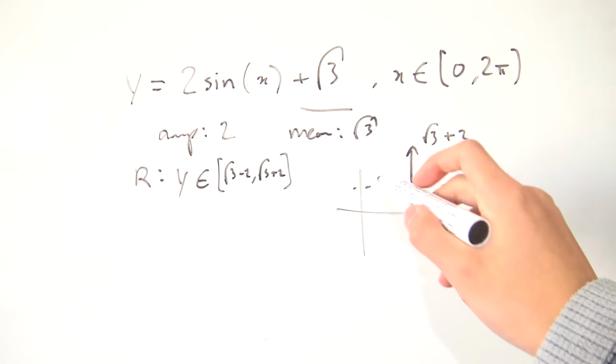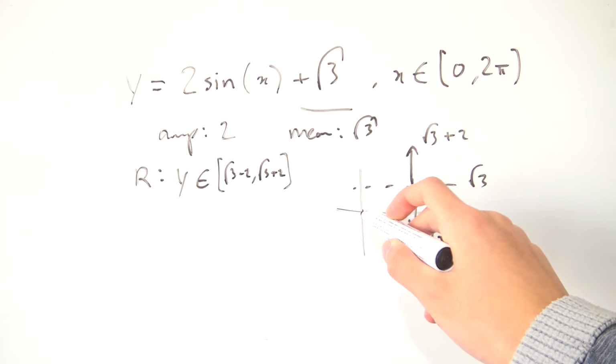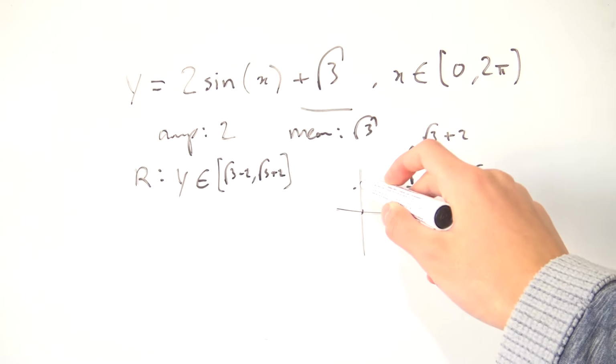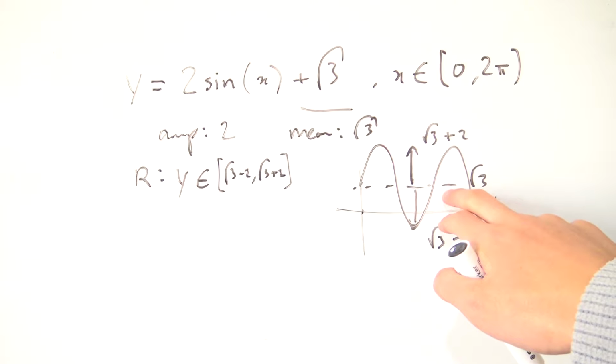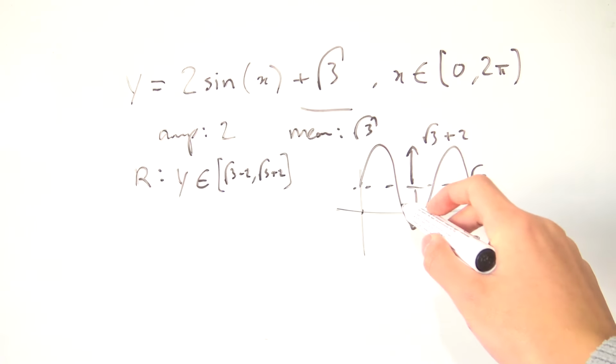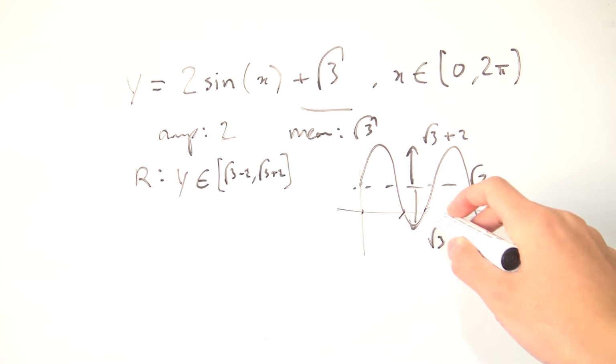So we know that our sine graph, instead of starting at 0, 0, is going to be translated up by root 3. So it's going to start here and oscillate up and down, something like that. So next from here, what can we figure out about this graph? Well, it would be nice if we can figure out where our x-intercepts are right here.